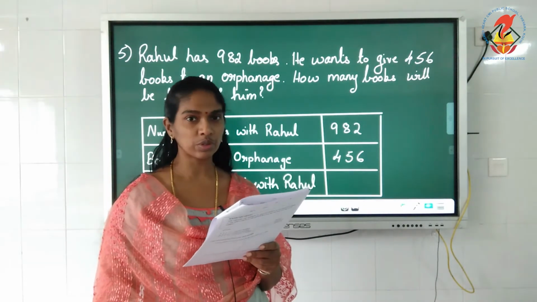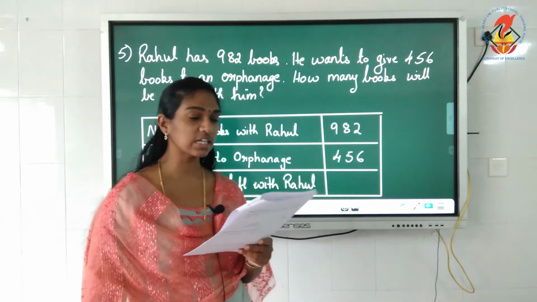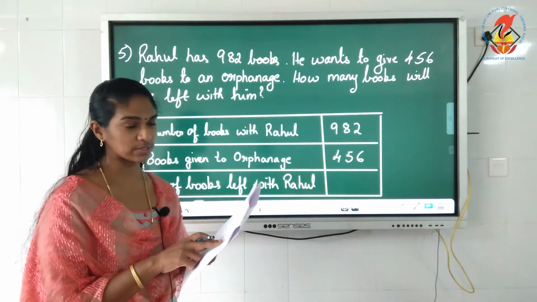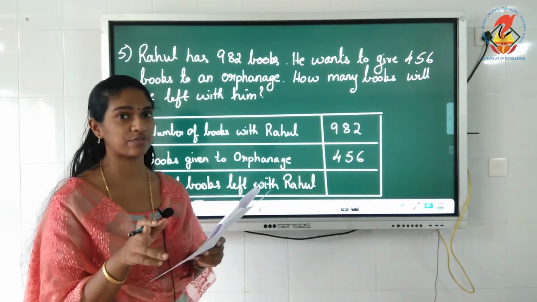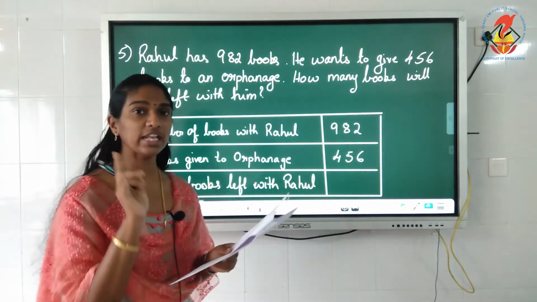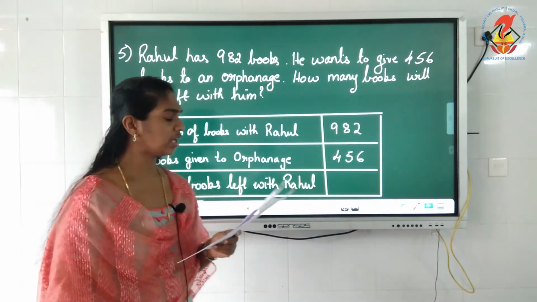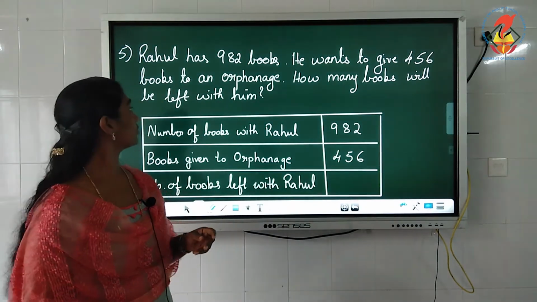What you have to do? You have to minus. And children, one thing, when you are writing the answer it should be in rupees because they are asking you how much money is left with her. So you have to write the answer in rupees. Okay, children, you'll do it? Okay. Now the fifth question.